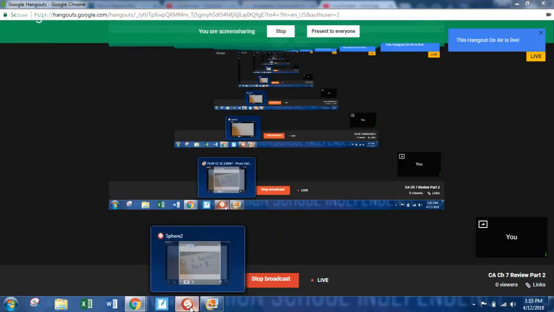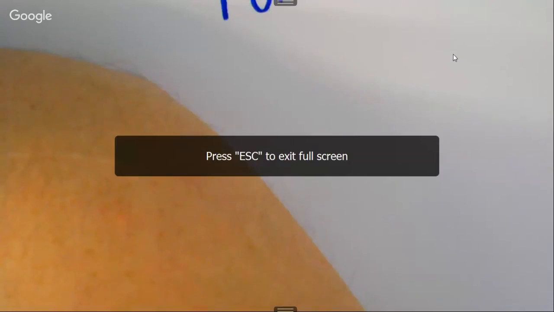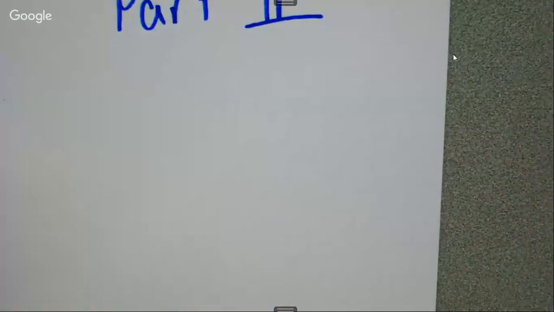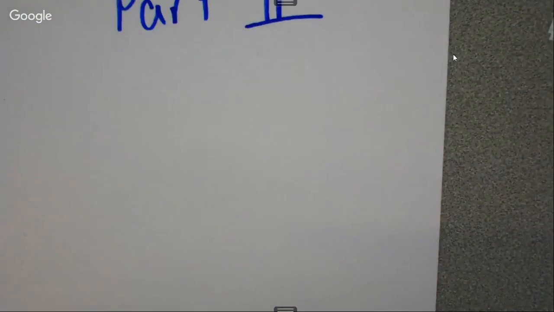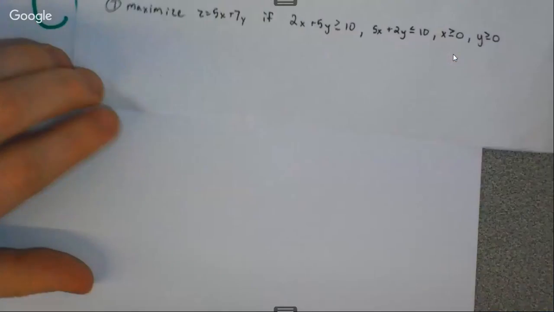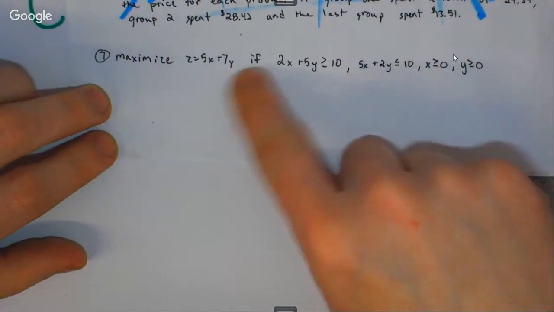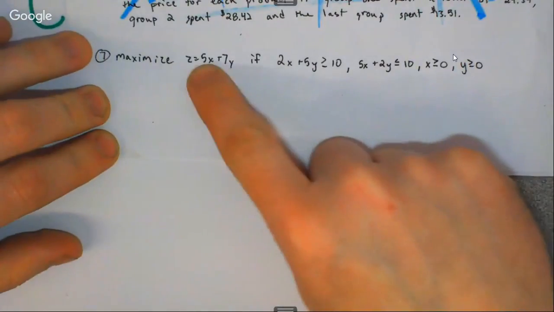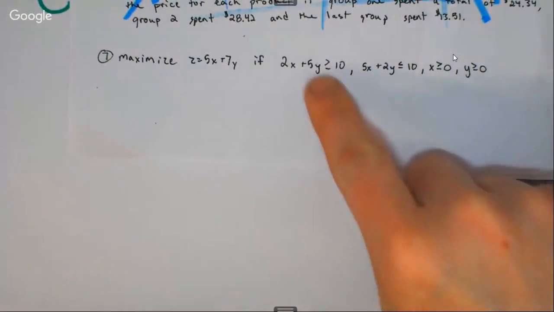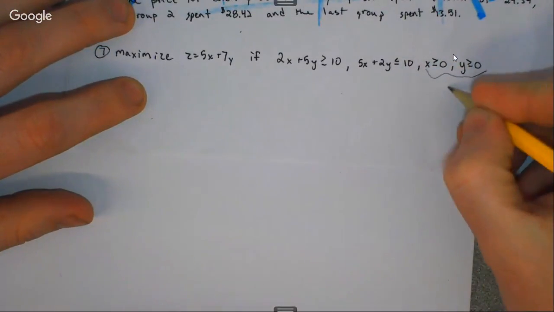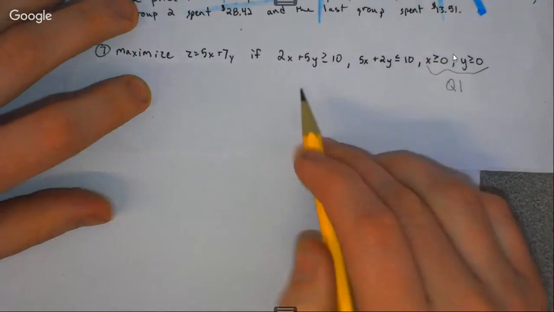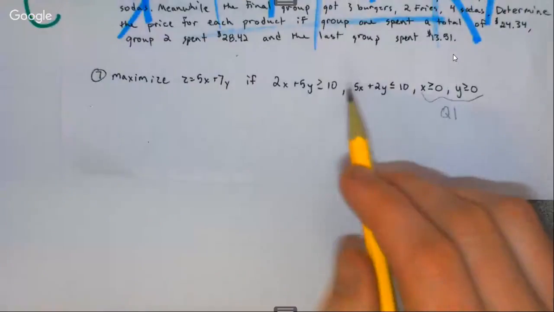Okay, so we're going to look at part 2 of the Chapter 7 review. So Chapter 7 review ended at question 7, which was to maximize this function, our objective function, given these 4 things. Okay, so these two together put it in quadrant 1. And then with these two, I just need to solve it for y.